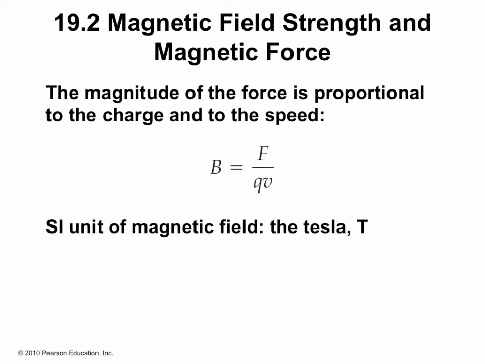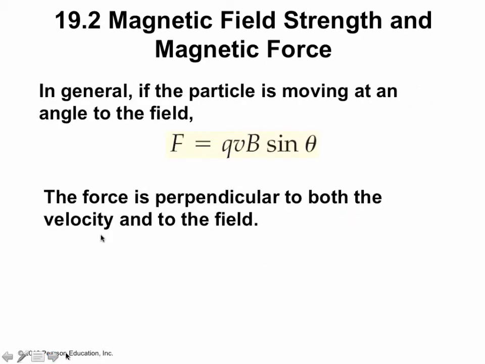The magnitude of the force is proportional to the charge and the speed. So the magnetic field B is equal to the force over the charge times the velocity of the charge. The unit for a magnetic field is the Tesla, okay? And that's named after Tesla.